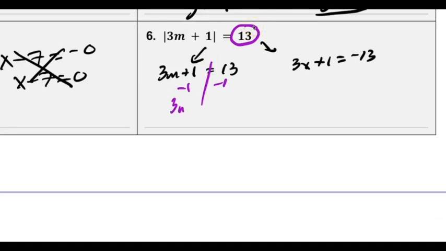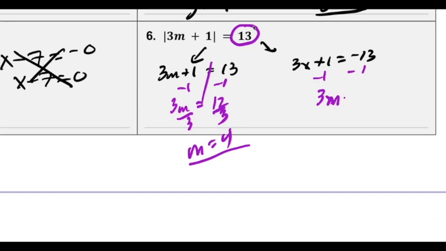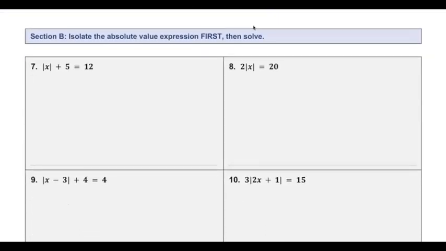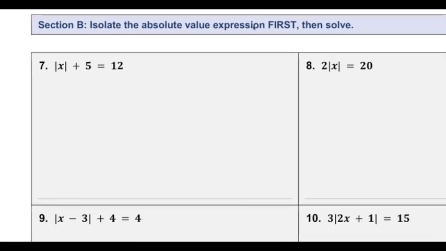Minus 1, 3m equals 12, divided by 3, m equals 4. Same thing here, minus 1, 3m equals -14. I'm going to get a fraction, but that's fine. Divided by 3, m equals -14 over 3. So those are our two answers for this absolute value question. Okay, let's move on to slightly more difficult ones.